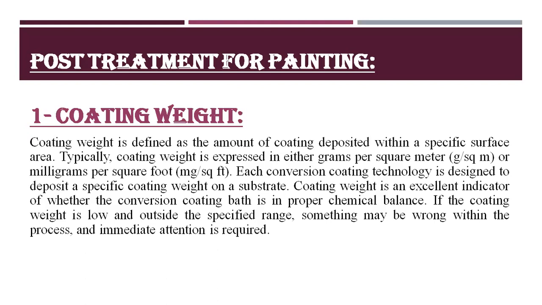First is coating weight. Coating weight is defined as the amount of coating deposited within a specific surface area. Typically, coating weight is expressed in either grams per square meter or milligrams per square foot. Each conversion coating technology is designed to deposit a specific coating weight on the substrate. Coating weight is an excellent indicator of whether the conversion coating bath is in proper chemical balance. If the coating weight is low and outside the specific range, something may be wrong within the process and immediate attention is required.